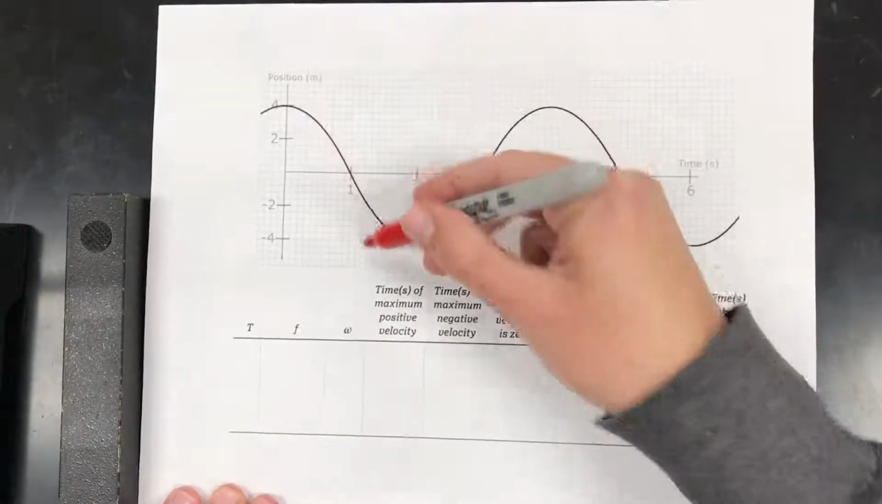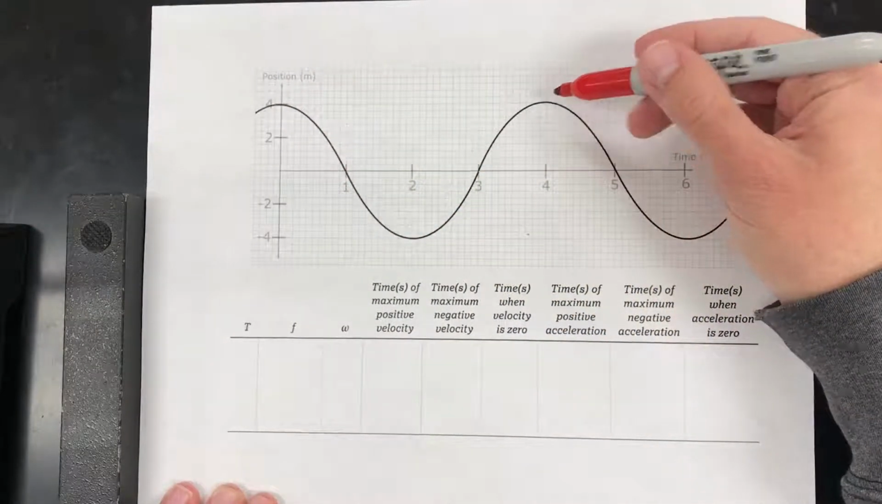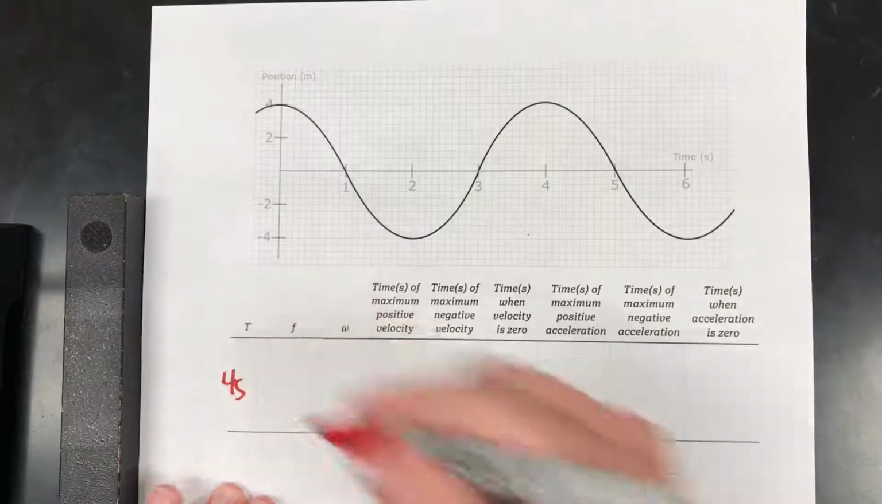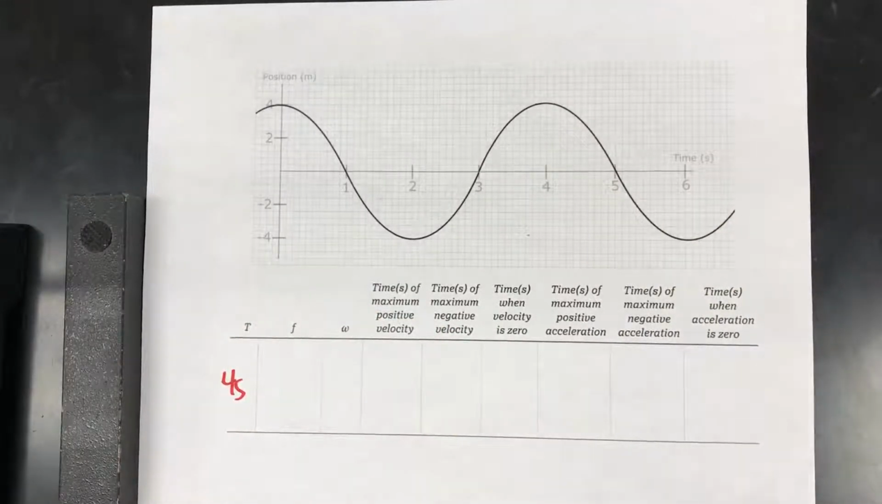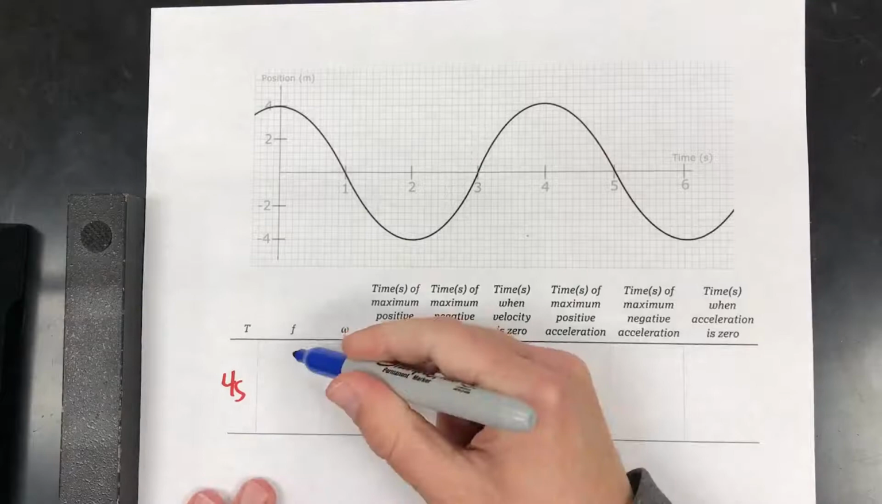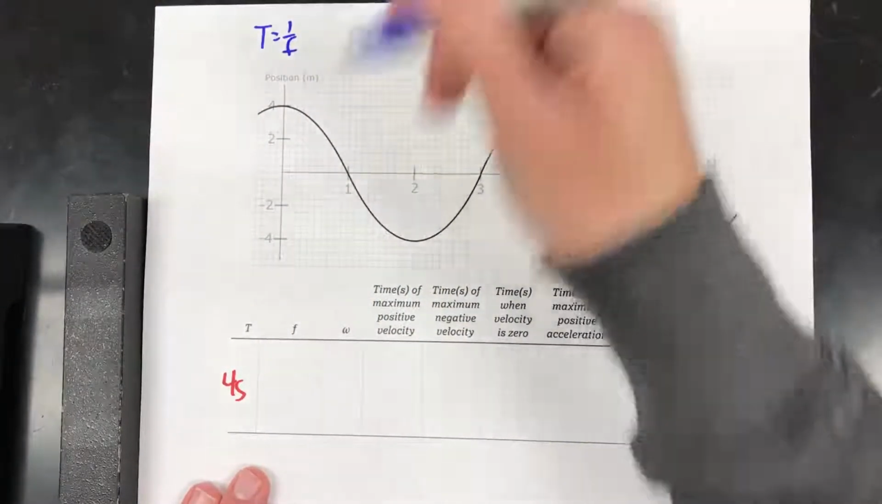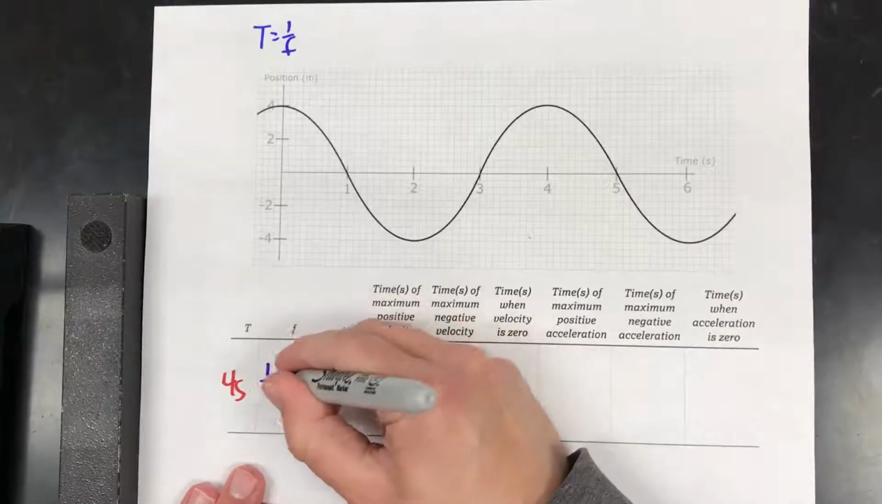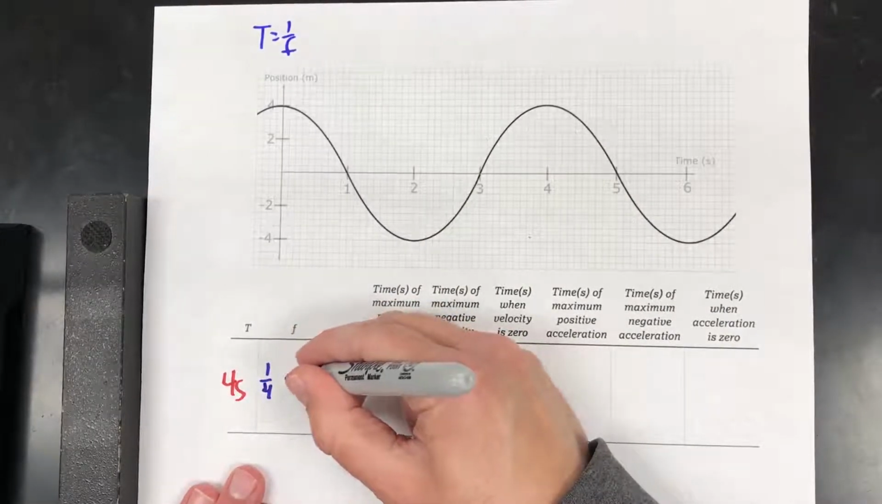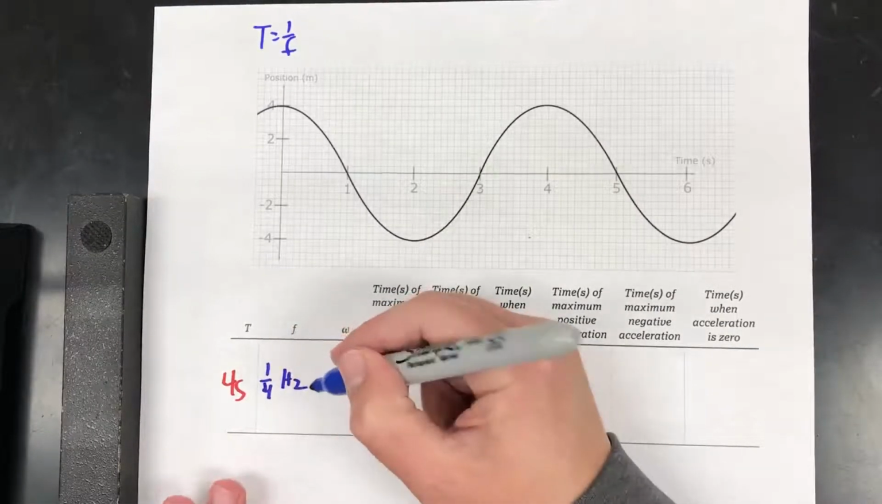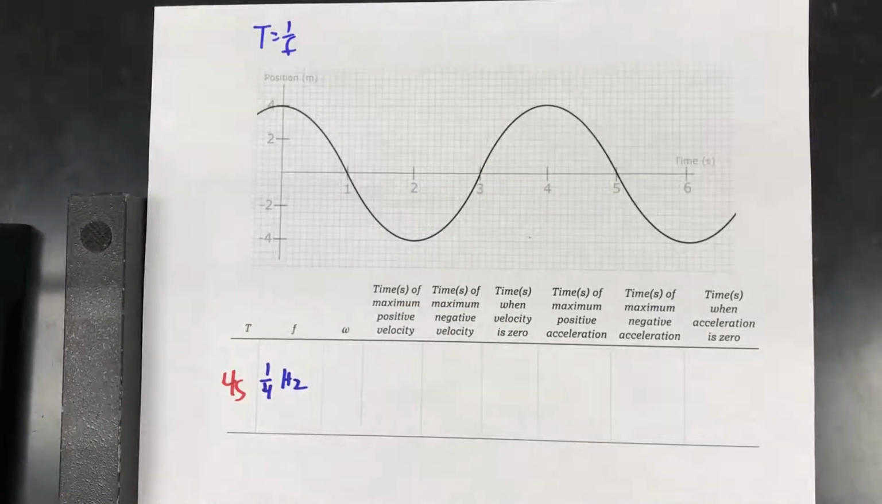Well, we see here to get all the way back to a full cycle, it takes 4 seconds. So the period is simply 4 seconds there. The frequency is, if you remember, the period is 1 over the frequency, and the frequency is 1 over the period. So that would be 1 over 4, or 0.25 hertz would be the frequency there.